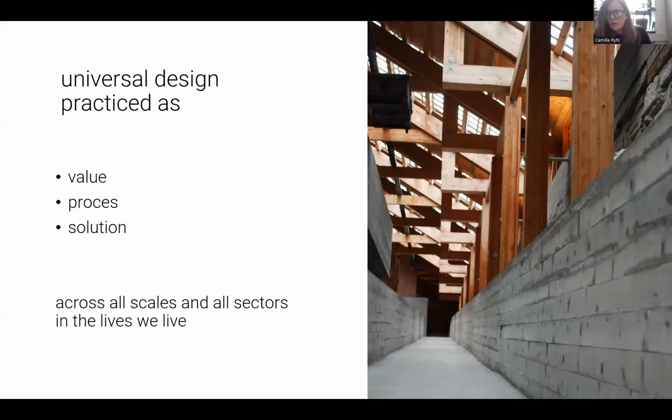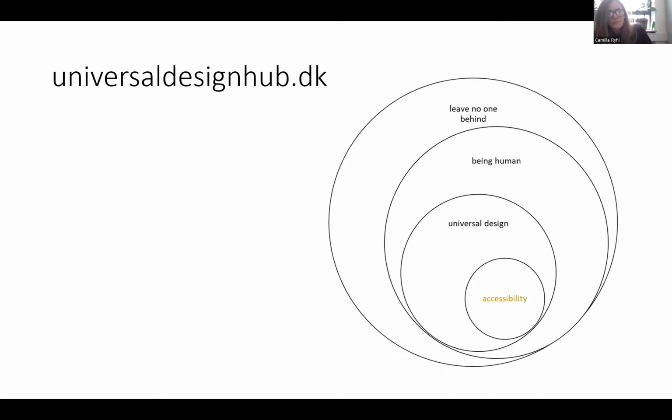And we also see universal design as having the potential to be practiced both as an overall value-based concept, but also as something that you can integrate in your process, as well as discuss it as a solution. One doesn't sort of overrule the other. It's possible to talk about universal design as a tool in all of these different levels. But it's important to work with universal design across all scales and all sectors.